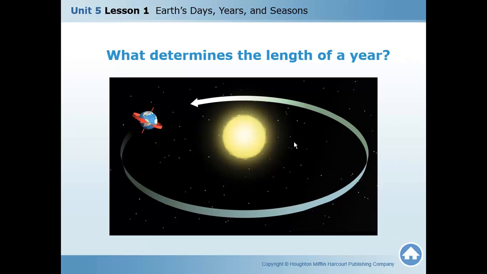What determines the length of a year? I would like for you to pause this and try to write your answer in your notes right now, and then unpause me and I'll give you the answer. The length of a year is determined by how long it takes a planet to revolve around the sun. One revolution around the sun, or one birthday for us, is a year.